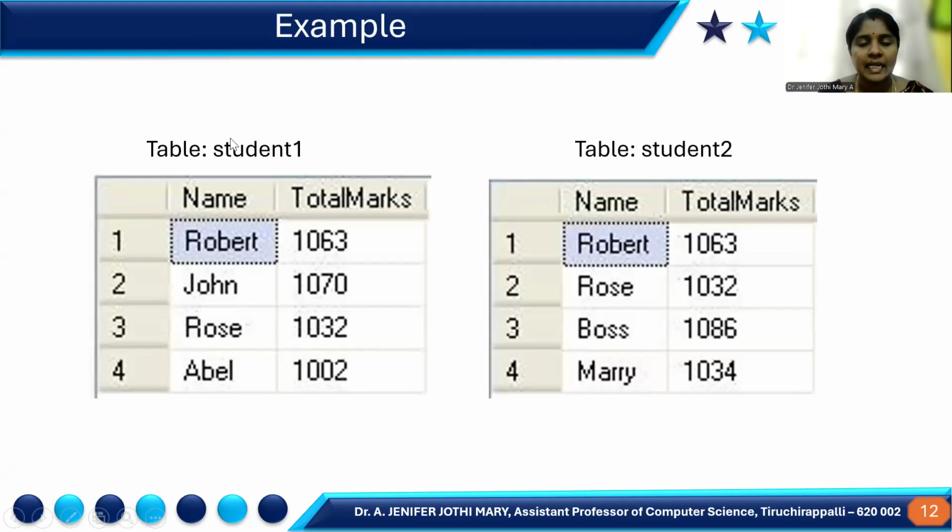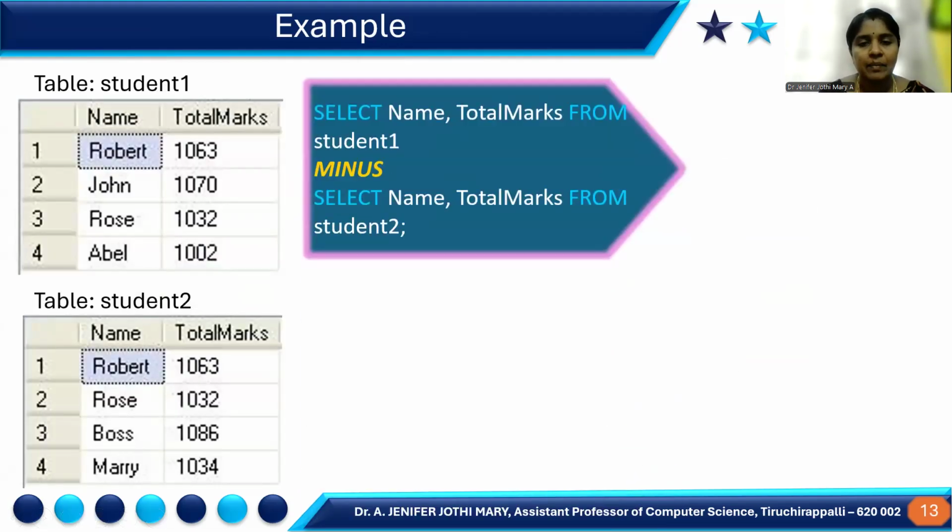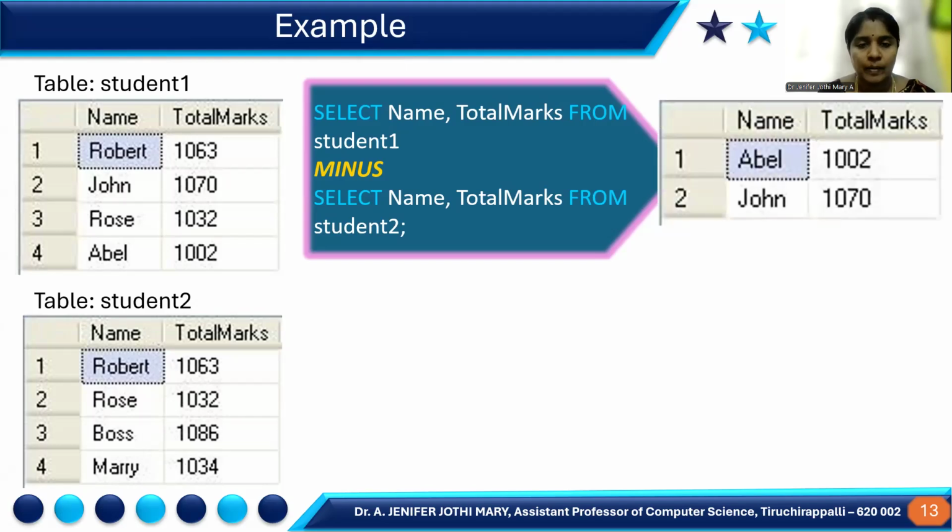We again take the example of student 1 and student 2. Robert and Rose are common records in the different tables. Apart from these two, we take the values from table 1, which are John and Abel. For this, we write the query select name, total marks from the student 1 first table, minus, then select the same fields from table 2. So we get the output as Abel and John.